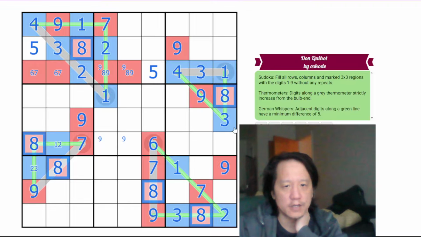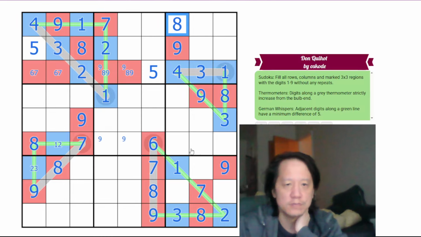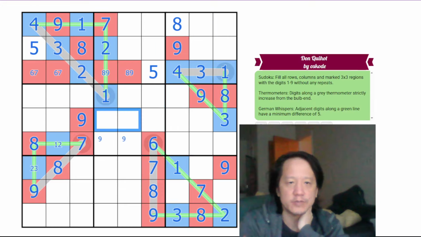Where is 8 in column 7? Can't be here because of 8 in the boxes, and these are filled out, so 8 has to be here. This is an 8, 9 pair. Where's 8 in this middle box? Cannot be here because of 8's in the row. Can't be here because of 8 in the column. So 8 has to be one of these.